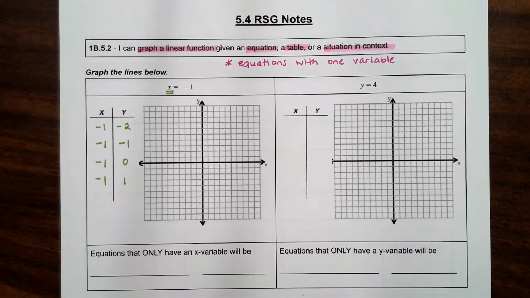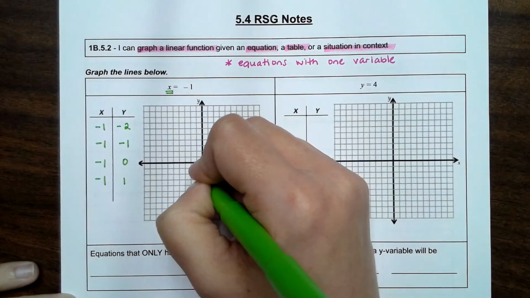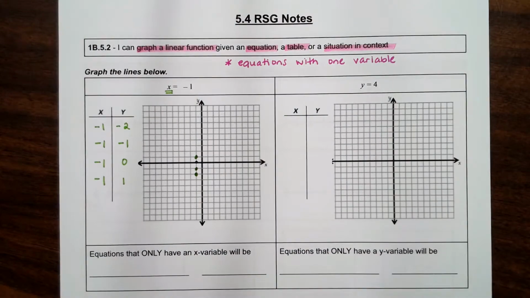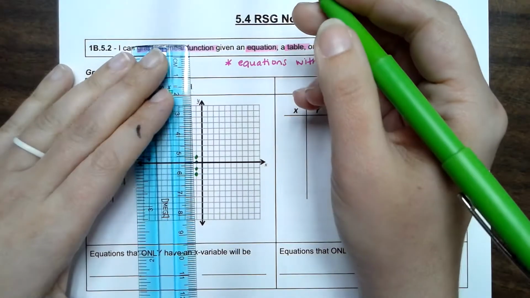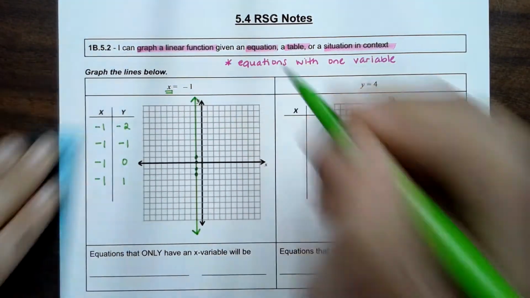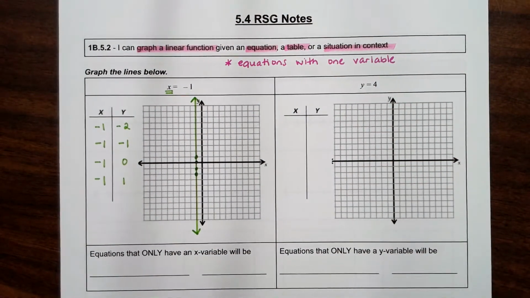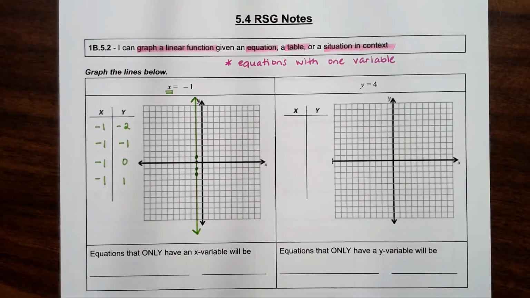If I graph these ordered pairs on my graph, I get (-1, -2) is right here, (-1, -1), (-1, 0), and (-1, 1). What I'm noticing is that all of those points are arranged on the graph in a vertical line. So when I connect the dots, the graph of this equation ends up looking like a vertical line. Now that's a little different than any of the lines we've graphed before because normally our lines are slanted on the graph like this, and instead this is a straight vertical line.